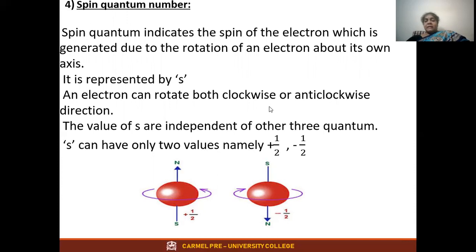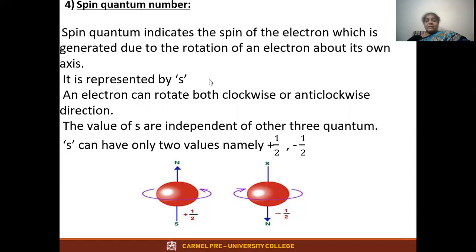Principal quantum number indicates the main shell. Then azimuthal quantum number tells you the subshell and the shape of the orbital. Magnetic quantum number tells you the orientation of the orbital, which axis or which plane it is oriented along. Then the last one, spin quantum number, tells you whether the electron is spinning in clockwise direction or anti-clockwise direction. So we finish with the 4 quantum numbers, because keeping these 4 quantum numbers in mind, we'll be starting to write the electronic configuration.